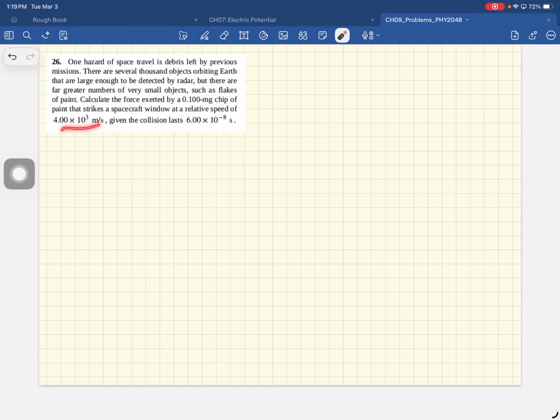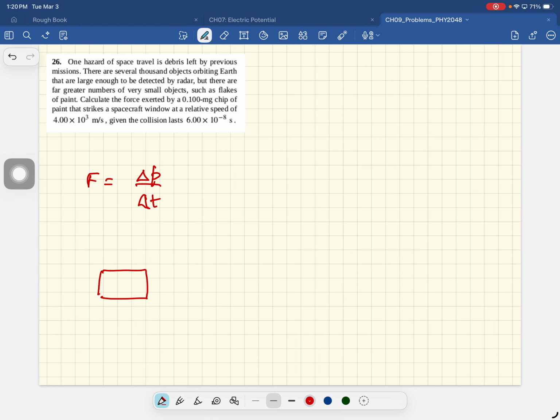So 0.4 divided by 6 into 10 to the power 5, and that's newtons. Roughly 6,700 newtons. Is that a problem? See, your weight is 600 newtons. That's 10 times your body weight. That's the force you have to apply.